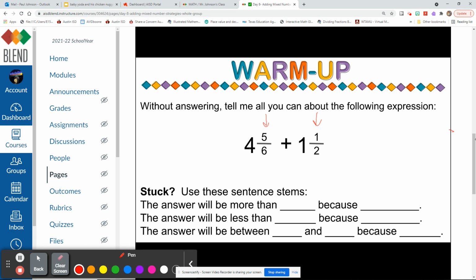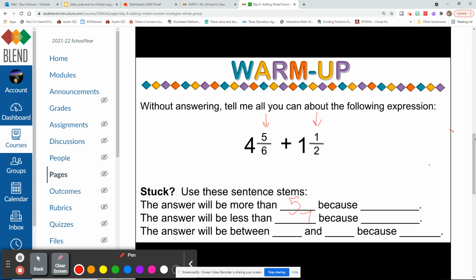If I just look at my whole numbers, there's 4 and 1. And if I look at my fractions, there's almost 1.5. So I know the answer will be more than 5, because if I add the whole numbers, it's 5, and then I still have to add 5/6 plus 1/2. I think my answer will be less than 7 because 4 plus 1 is 5, and 5/6 plus 1/2 will be less than 2. It won't quite be 7, because 5 plus 2 is 7.